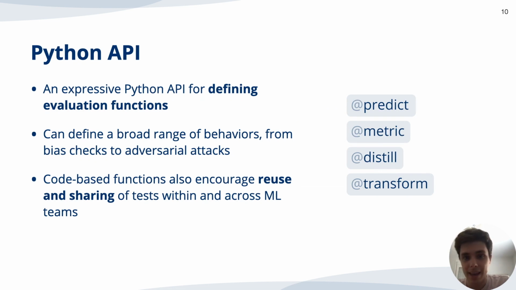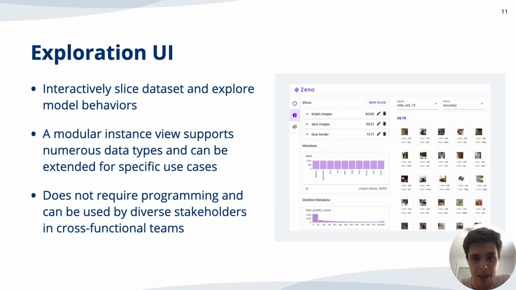The Python API is simple Python wrappers that people can write their own functions and wrap them with these decorators. It has some basic building blocks like what we call distill functions for creating new metadata, transform functions for doing perturbations on instances. And then Zeno takes these functions, runs them through a pipeline, and outputs all of it to the front end. The front end has 2 main parts: an exploration UI, which lets people look at instances, interactively filter and slice. It does not require any programming, and can be used by any type of stakeholder.